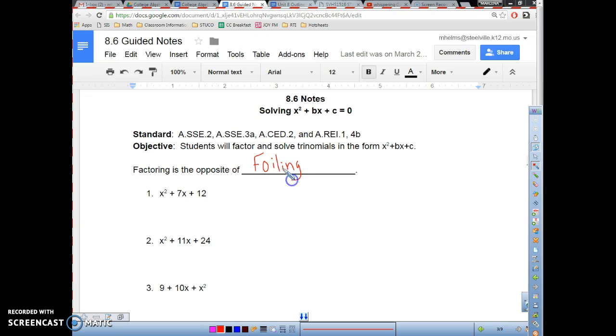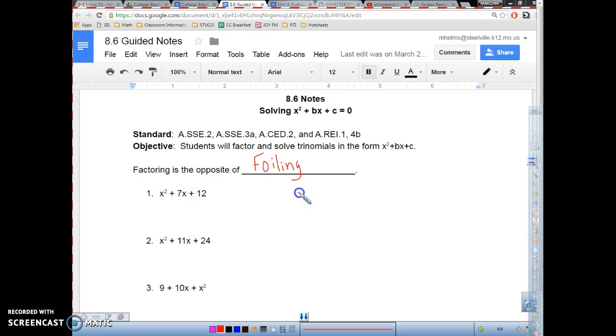So remember when you had two linear terms that you were multiplying together to FOIL them, it looked like this. It looked like two parentheses, and then you would FOIL them, and you would get an answer that looked like this, like on number 1. Well, now we're going to do that the other way. We're given the quadratic term, and we're going to factor it so that it turns into the linear terms.